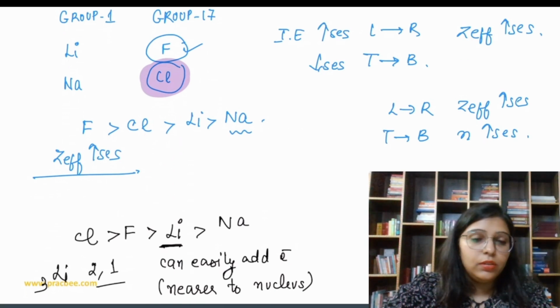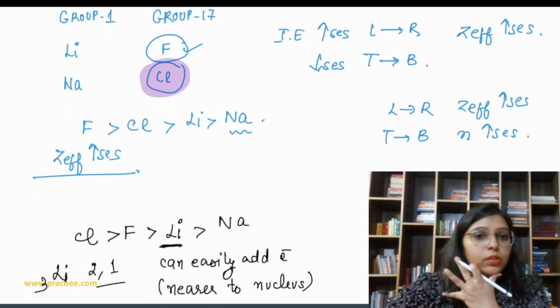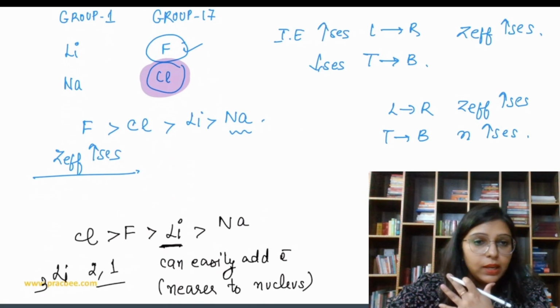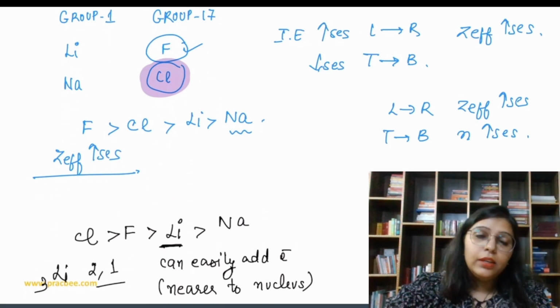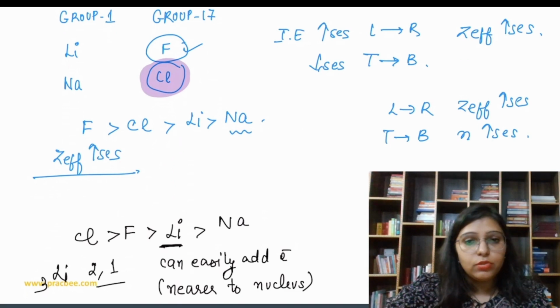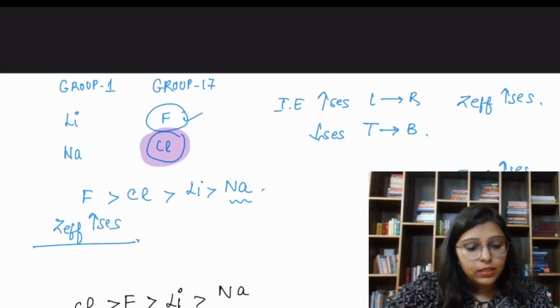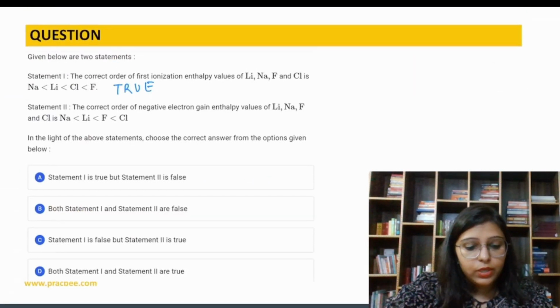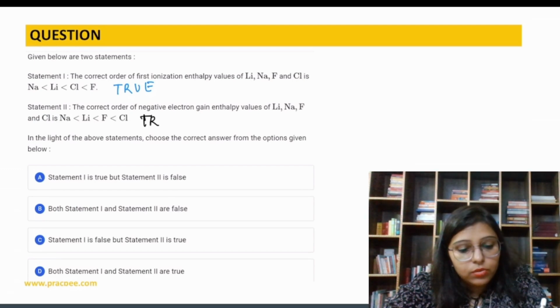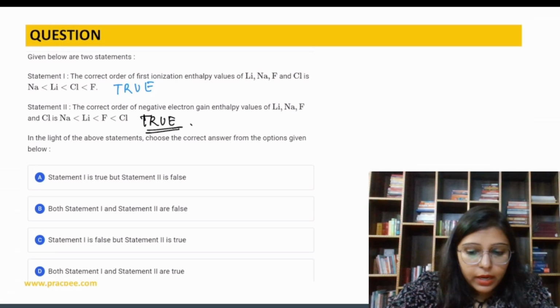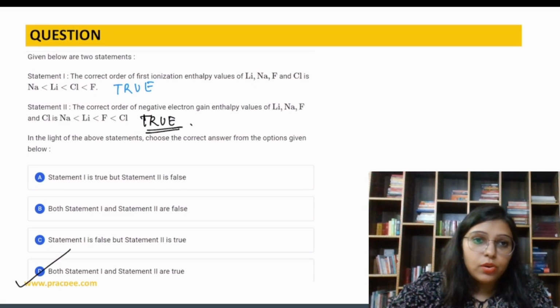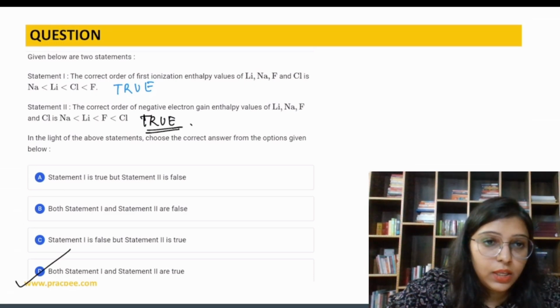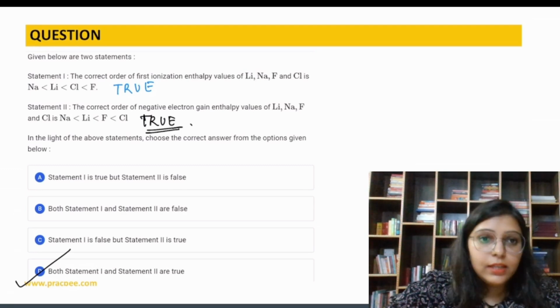So it is nearer to the nucleus, so it can create more nuclear pull towards the incoming electron. So an electron can be added easily. So chlorine, fluorine, lithium, sodium, this is also true. So both statement 1 and 2 are true, so option D is going to be the correct answer.